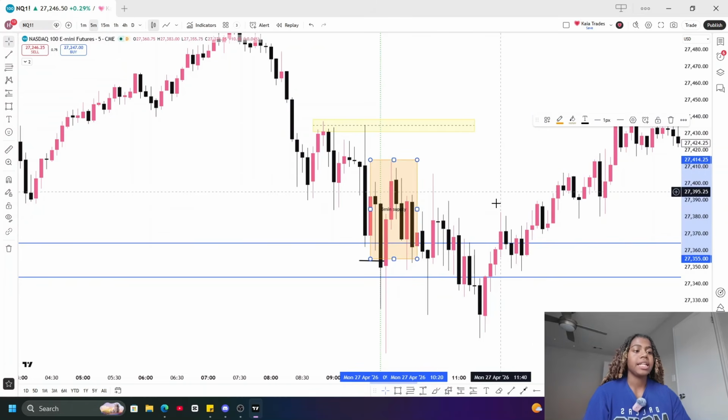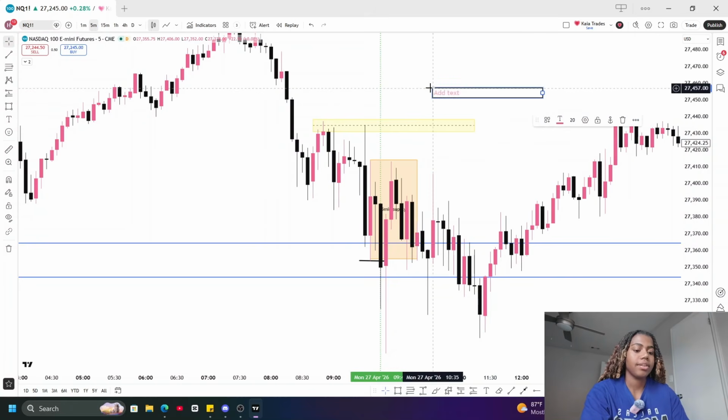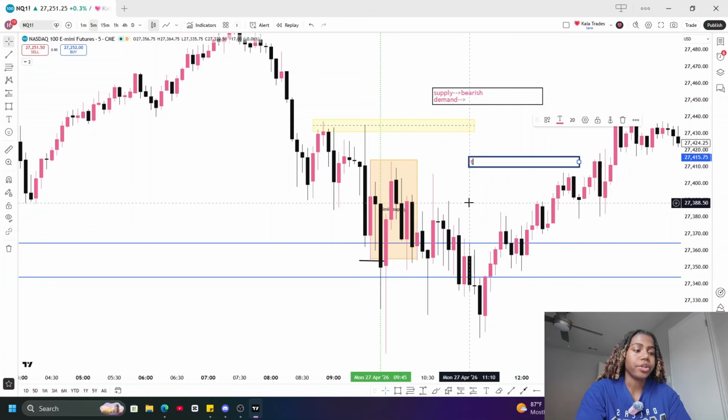If you can read that word, it does say supply, because supply zones are created in a bearish trend. We'll write that one more time so you guys can have that. Supply is for bearish trending markets, and demand is for bullish trending markets.